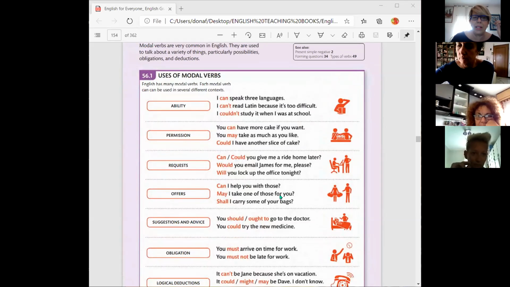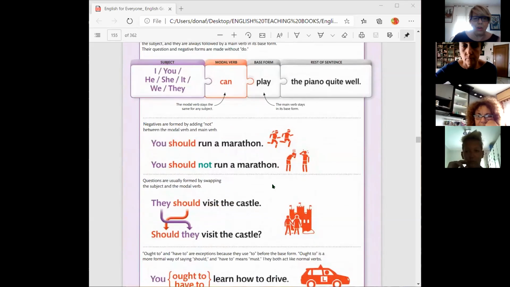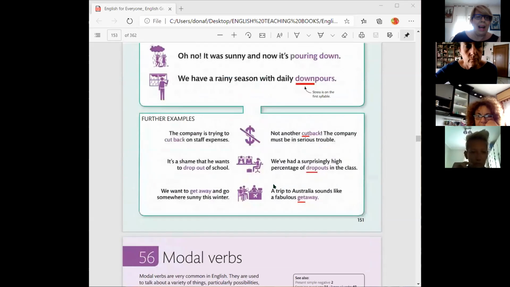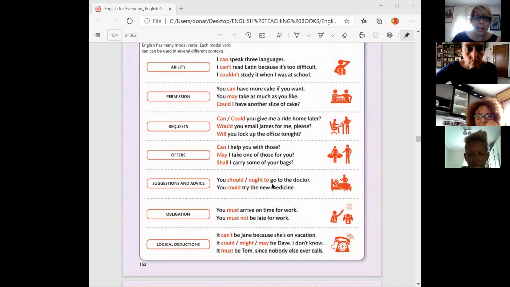I'm going to send you everything. At the end we have an explanation of how to form them and so on, and then they divide each topic. So ability, one lesson, permission, another lesson, and so on.